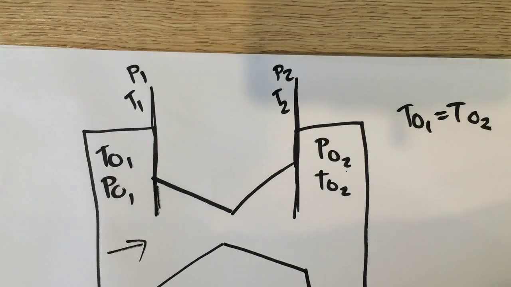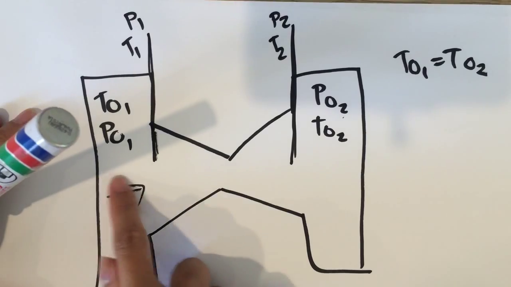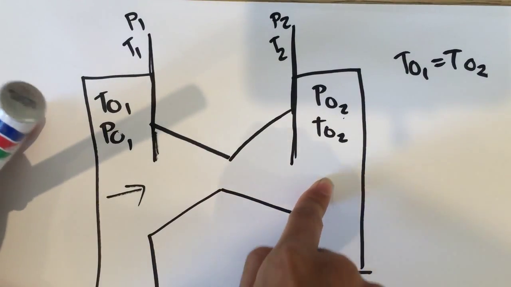When and where does isentropic flow occur? Isentropic flow occurs when the change in variables is small and gradual in a streamwise direction only. So that's your streamwise direction.